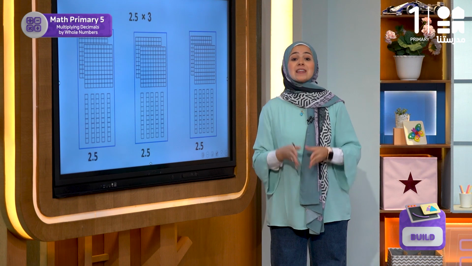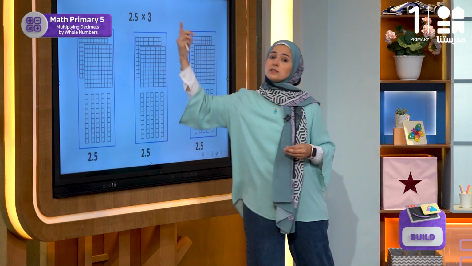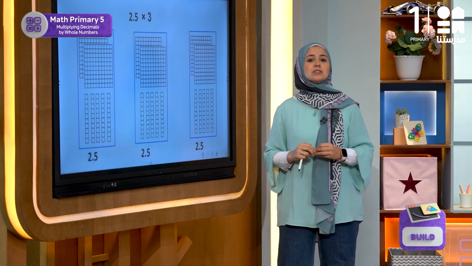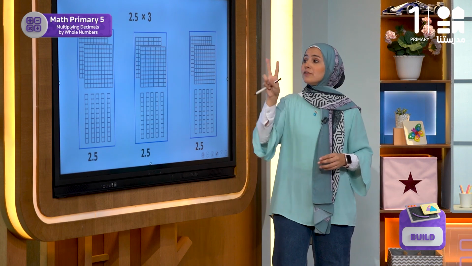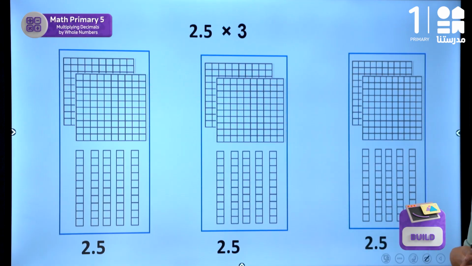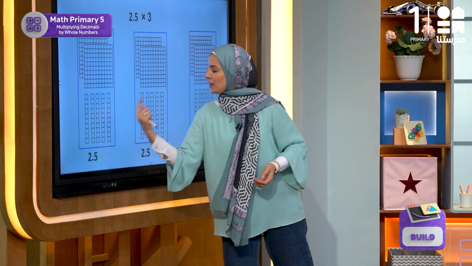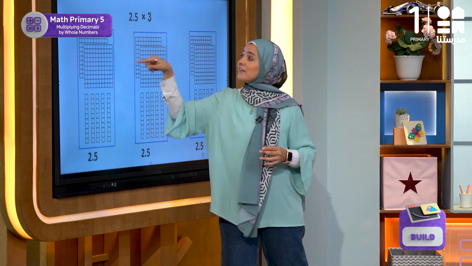We will solve it using the models. We are multiplying 2.5 by what? By 3. This means that we have 3 groups. Each group has 2 flats. So we have 2 flats of each group. And the 2 whole ones and 5 rods, representing the what? 5 tenths. So we will have how many flats?